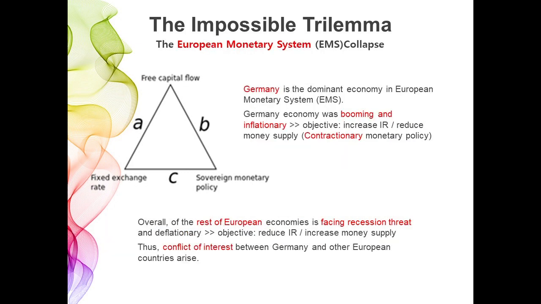Explaining the European monetary system collapse using the impossible trilemma framework. Refer to the diagram. Germany is the dominant economy in the European monetary system. The German economy was booming and inflationary. Thus, their policy objective is to increase interest rates or reduce money supply, contractionary monetary policy. Overall, the rest of the European economies were facing a recession threat and deflation. Their policy objective is to reduce interest rates or increase money supply. Thus, a conflict of interest between Germany and other European countries arises.